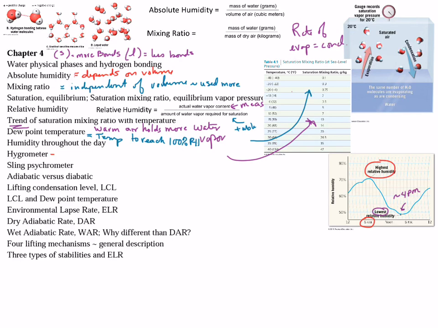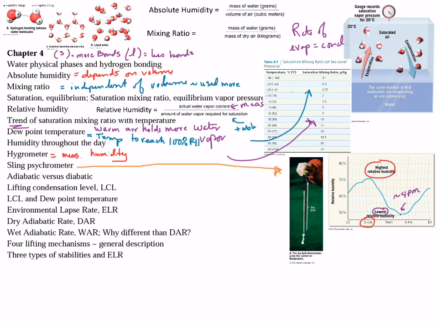And then a hygrometer measures humidity, and a sling psychrometer also measures humidity, and you did that in this room, where you had two thermometers. This one without the white thing, that's your dry bulb, and then you had a sock there that you wetted, and you slung it around.